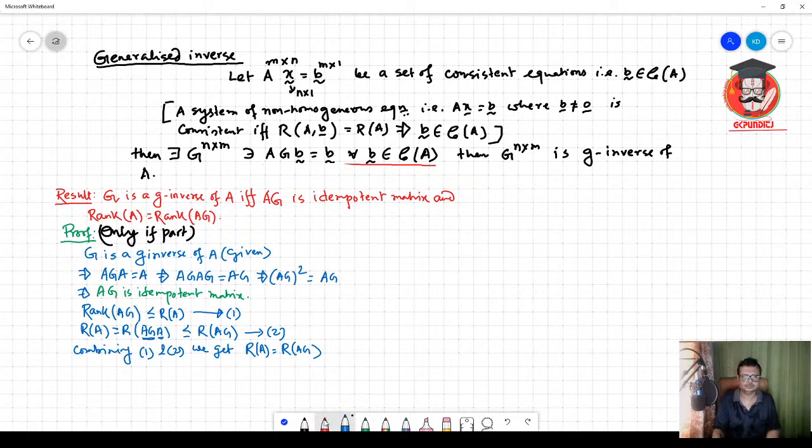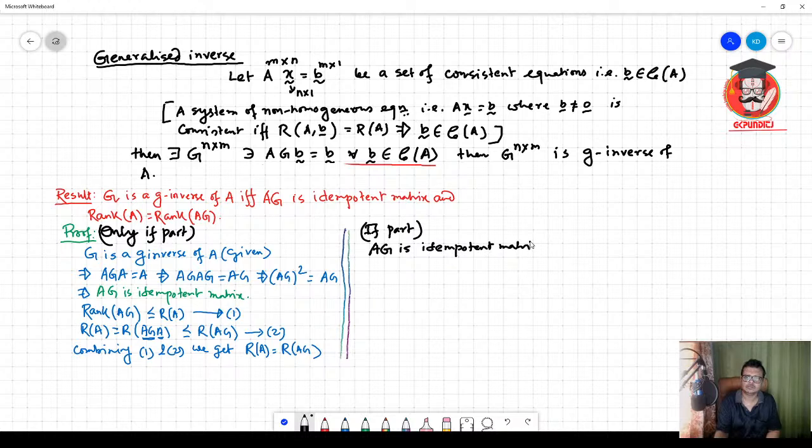Now, if part. AG is an idempotent matrix and rank of A equals rank of AG, this is given, and I want to prove that G is a g-inverse of A.